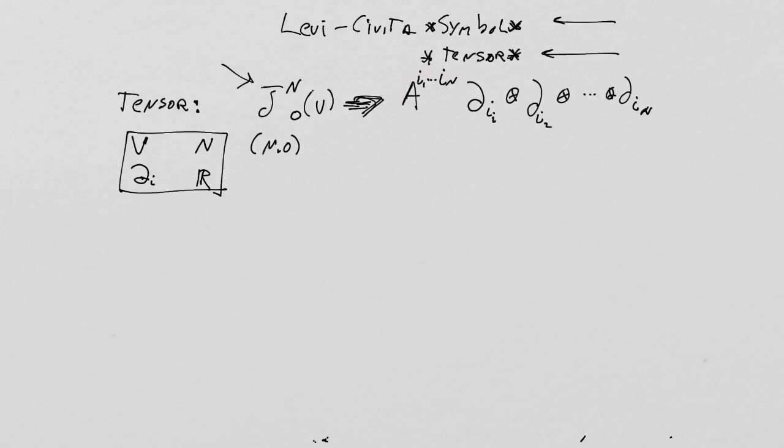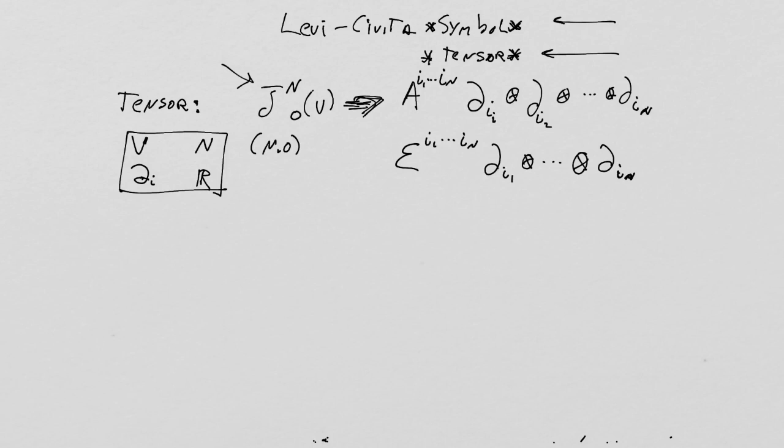So let's take the Levi-Civita symbol, and let's make the Levi-Civita symbol equal to the components of this object. Now, that is a totally fine choice. It's a completely fine choice.